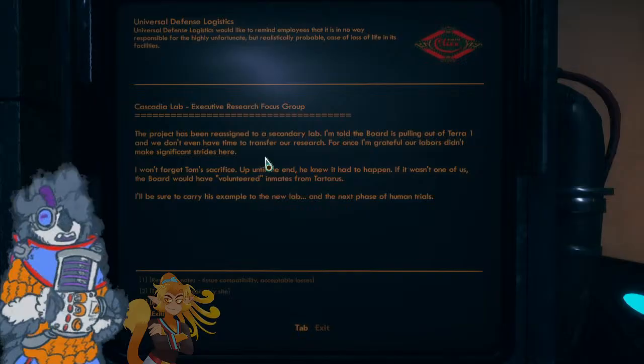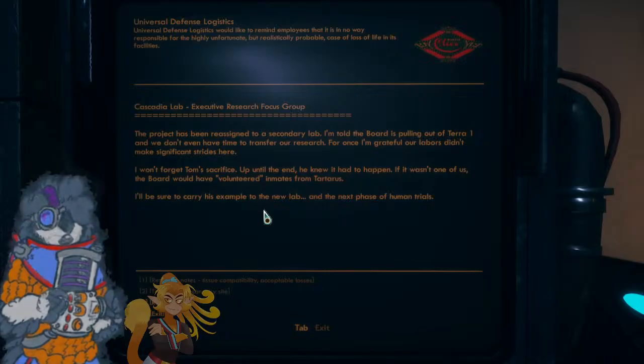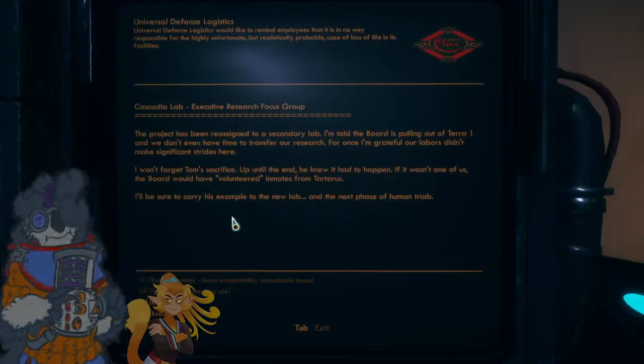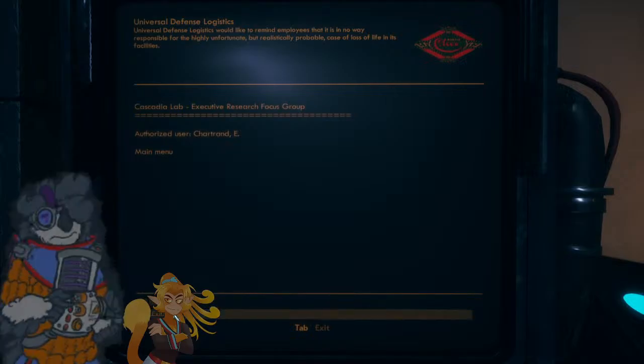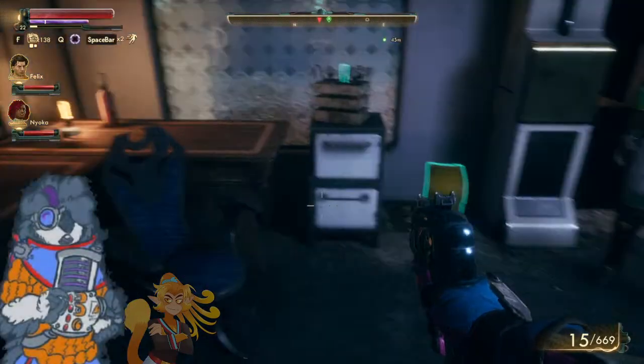Plans been reassigned to a secondary lab. Told the board. Transfer reason. The board had volunteered. It's from Tartarus. All he cares about is human trials. Human trials.